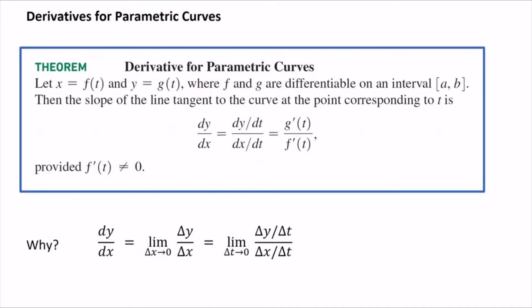Dividing both numerator and denominator by delta t gives us the limit as delta t goes to 0 of delta y over delta t, all over delta x over delta t. Since x was equal to f of t, as delta x goes to 0, so must delta t. This now equals dy/dt over dx/dt, using the definition of the derivative again, or rewriting, g prime of t over f prime of t.